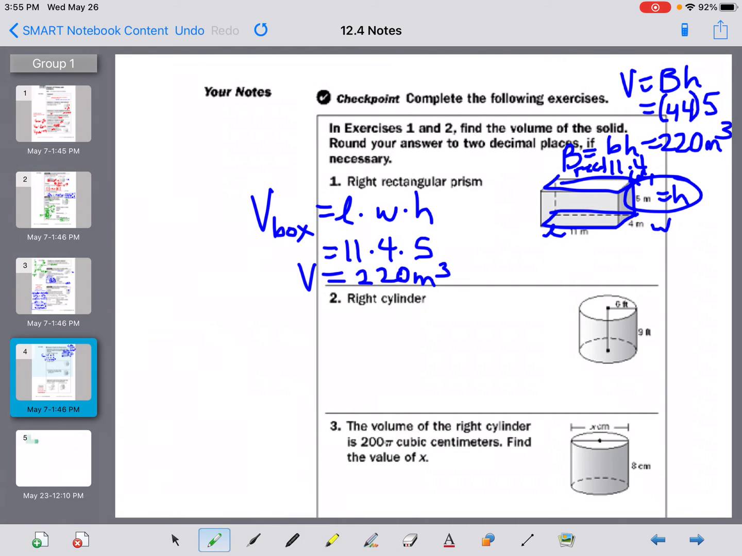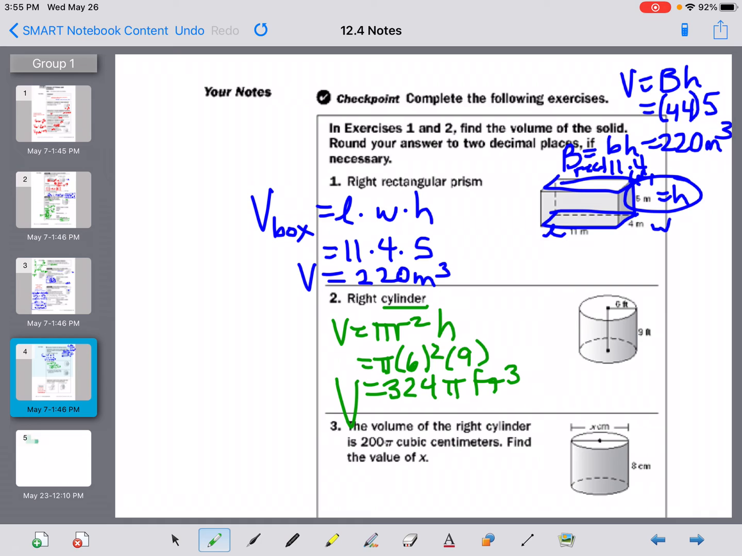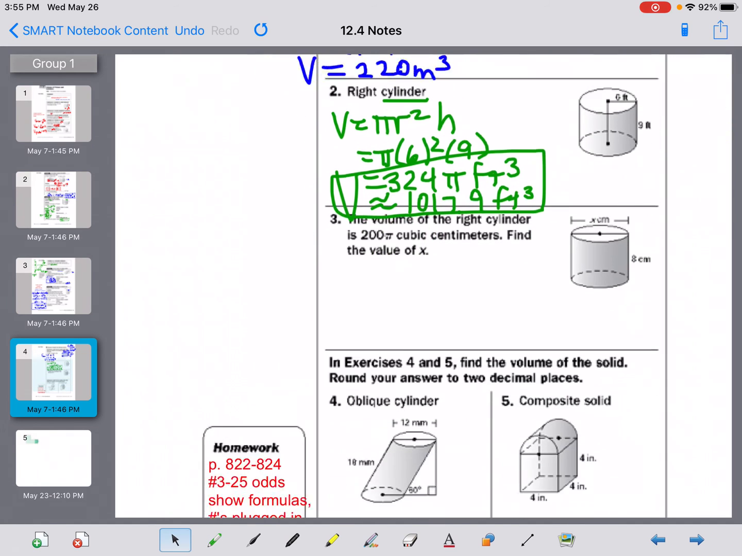All right, number 2, this right cylinder. Anytime I see cylinder and I know I'm doing volume, I want volume equals pi r squared h. The radius here is 6. The height here is 9. 6 squared is 36. 36 times 9 is 324 pi, and that's in feet cubed. That is my exact volume. As a decimal, if we round it to about 1 decimal place, about 1,017.9 feet cubed, okay? If you haven't caught on yet, volume is so much easier than surface area because you just multiply your values together and you're done, okay? So the key is make sure that height is always perpendicular.